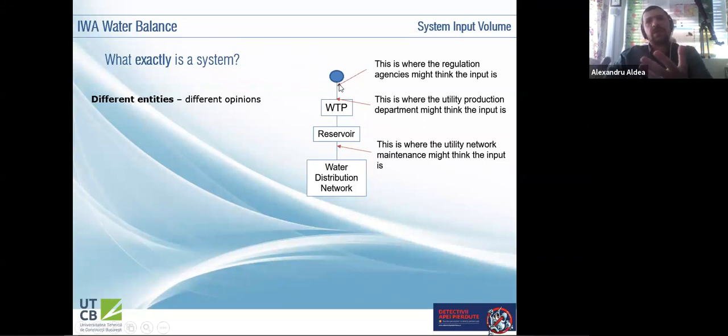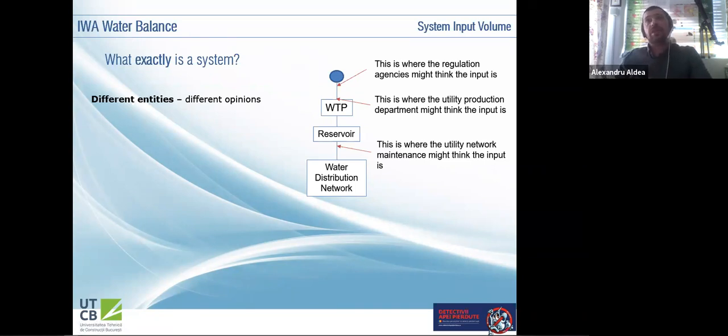And it's normal because there should be a meter here, and then the water, and this is the point where the water will be billed. However, in the water utility, the production department will understand the system input better. For example, the entry in the water treatment plant, because of course they need to know how much water enters, how much they can then produce, and what the technological consumption is.